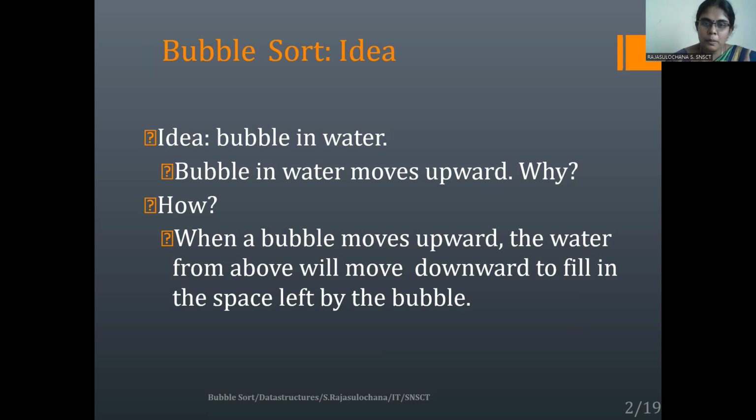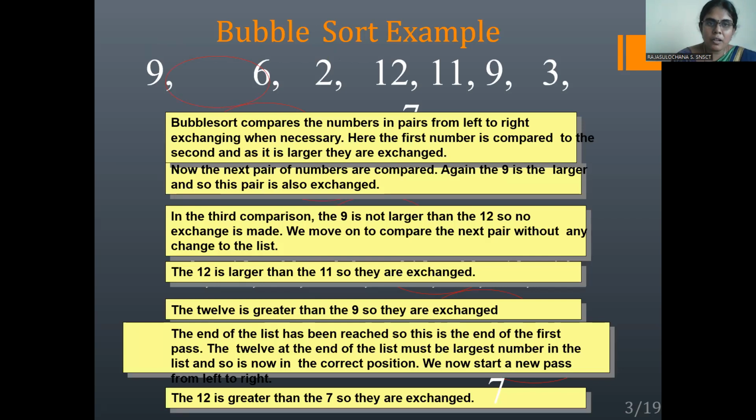It is because when a bubble moves upward, the water from above will move downward to fill the space left by that particular bubble. So this is the same logic behind the working of bubble sort. In bubble sort, the largest value is moved first. Similarly, the next largest value is moved next, and the next largest value after that. This way, bubble sort works, similar to bubbles that rise in the water.